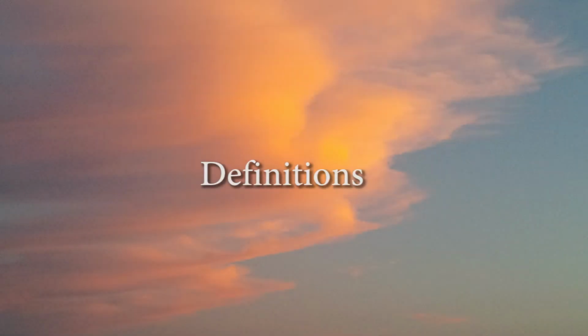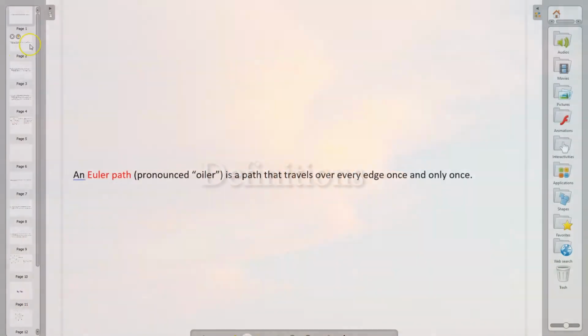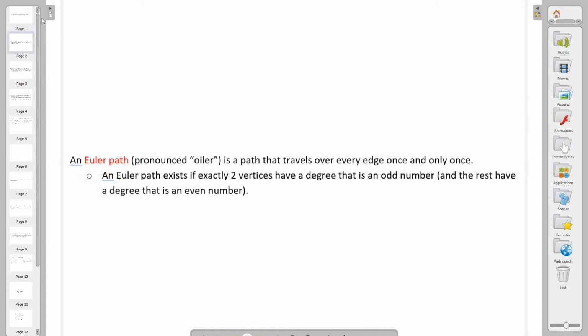It's that time again. Time for some more definitions. An Euler path is a path that travels over every edge once and only once. An Euler path exists if exactly two vertices have a degree that is an odd number and the rest have a degree that is an even number.